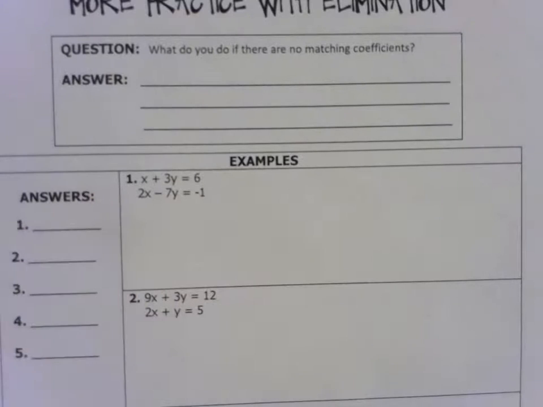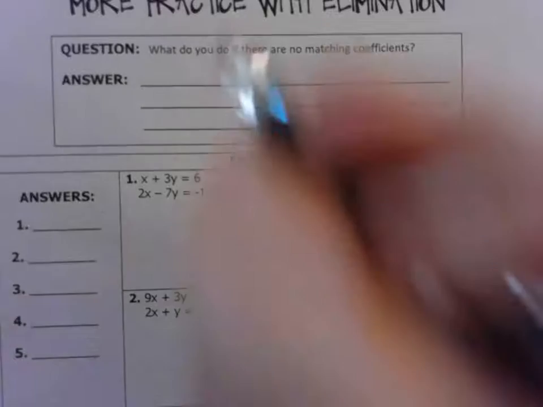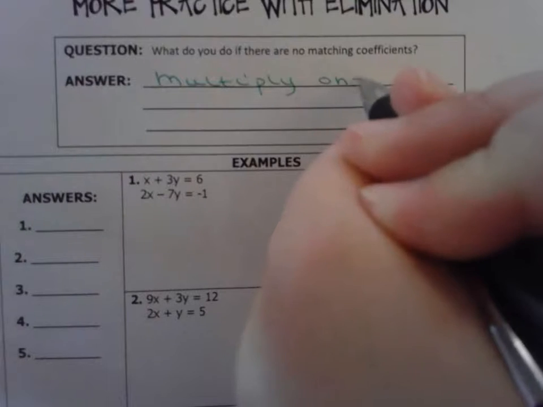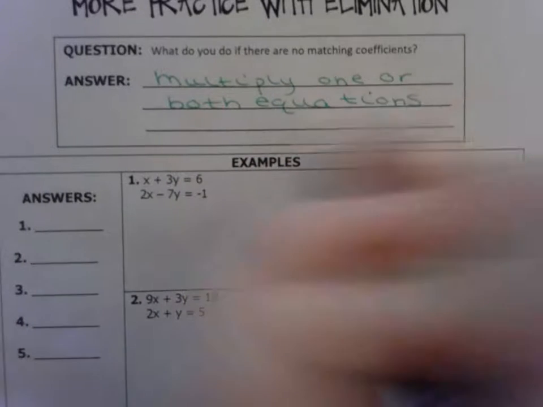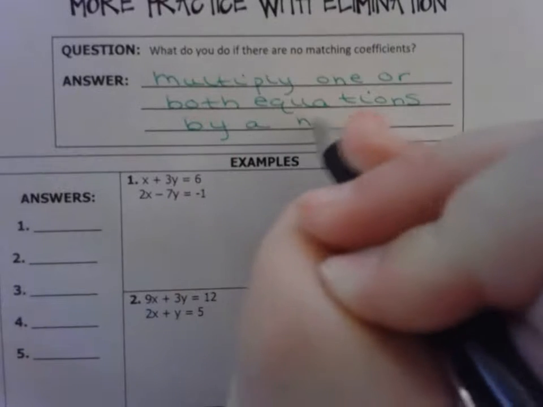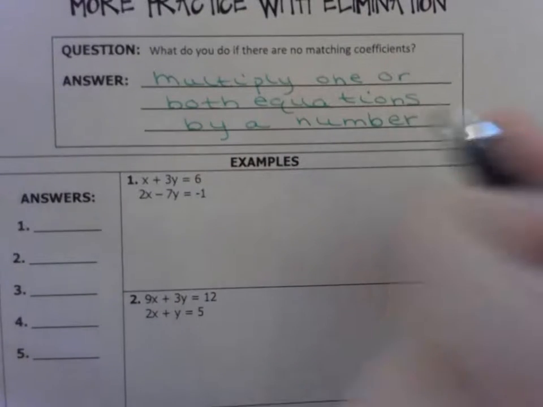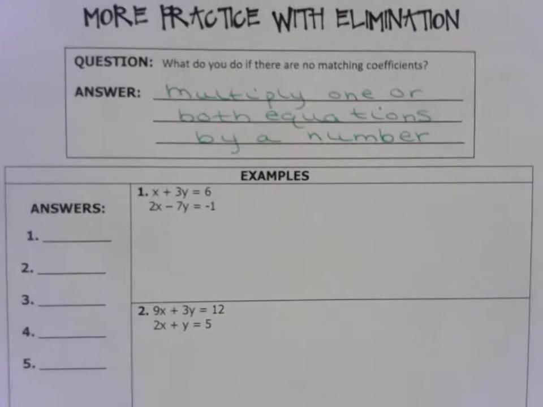So what we're going to have to do today, instead of just multiplying by a negative 1, we are going to multiply 1 or both equations by a number. It's going to be the same idea, except instead of just multiplying by a negative 1, we are going to have to multiply by an actual number. You know how to do that. That is called distributing. And you guys all know distributing very well. So this is not really anything new math-wise. It's basically you're just distributing and then doing exactly like we did yesterday.